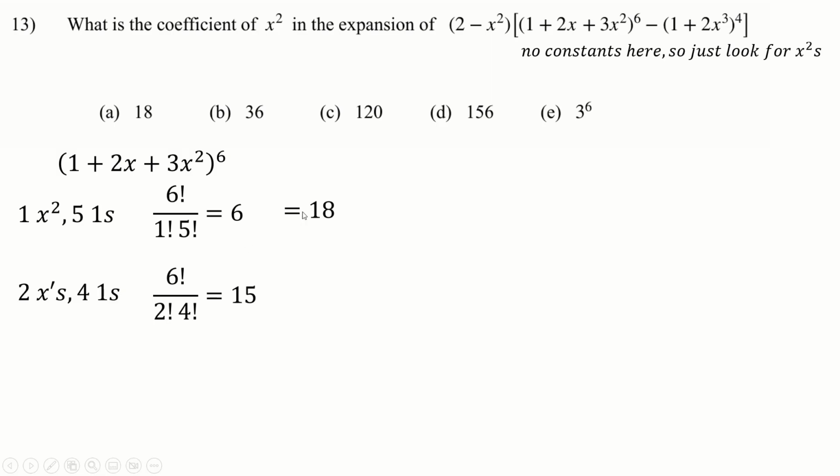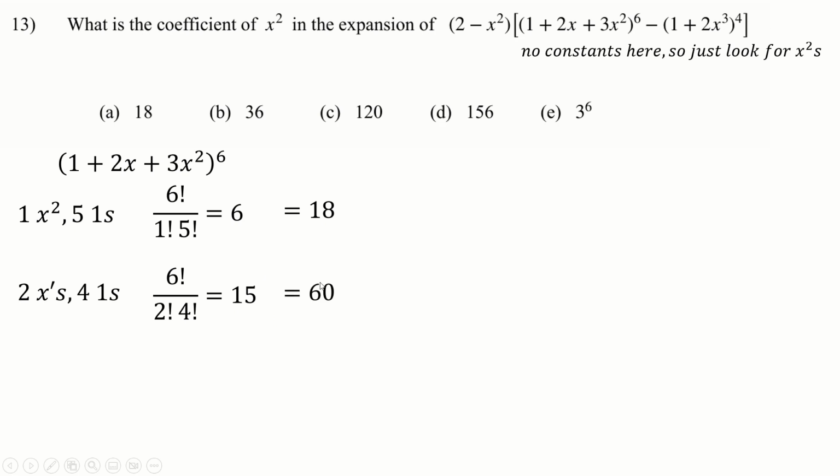Why does this 18 come along? Well, because not only do I need this coefficient here, but I'm also taking 1 of the x squared, which gives me another 3, so 6 times 3 gives me 18 in total. And here I get 15, but I'm taking 2 of the x's, which gives me a power of 4 from there, so 15 times 4 gives me a total of 60.